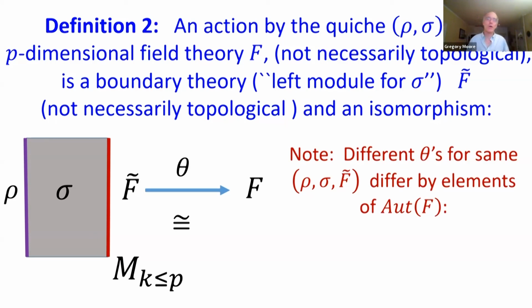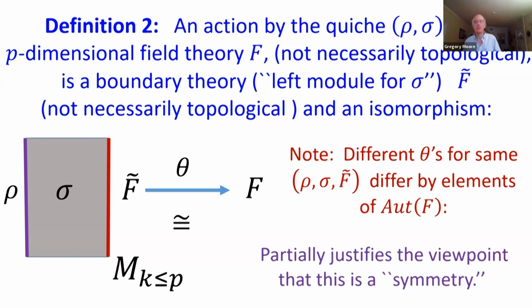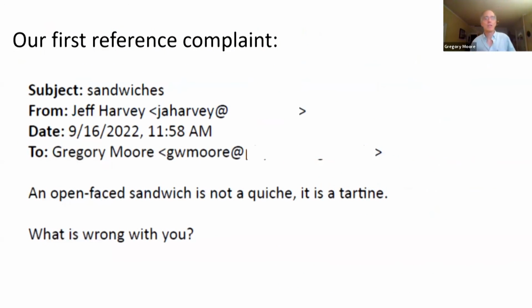Now, notice, by the way, that if I fix the data of rho, sigma, and F tilde, and I choose different thetas, what do they differ by? They differ by an automorphism, an element of the automorphism group of F, which is the traditional notion of what a symmetry is. So this partially justifies, in my mind, the viewpoint that this is a symmetry. Okay, so I'm out of time.